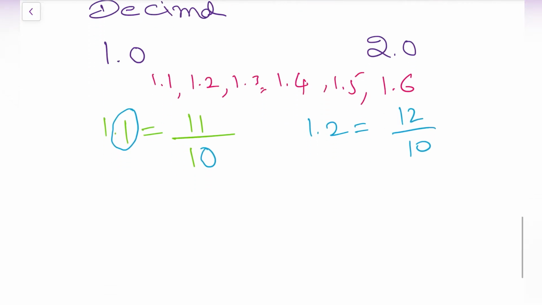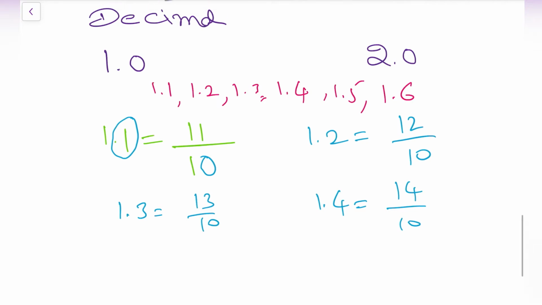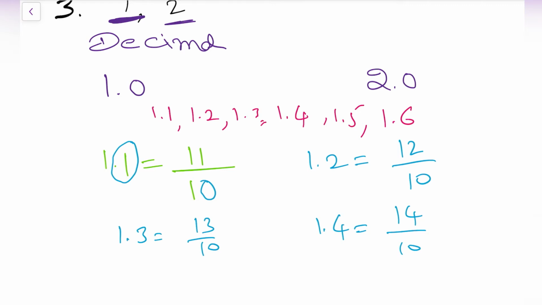Next, 1.3. 1.3 is nothing but 13 divided by 10. Next, 1.4. 1.4 is nothing but 14 by 10. It continues like that. How many you want, you can write that many. This is the first method, by decimals. Now, let us move to the second method.